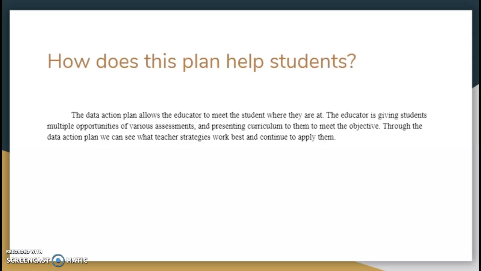How does the plan help students? The data action plan allows the educator to meet the students where they're at. The educator is giving students multiple opportunities, various assessments, and presenting curriculum to them to meet the objectives. Through the data action plan, we can see what teacher strategies work best and continue to apply them.